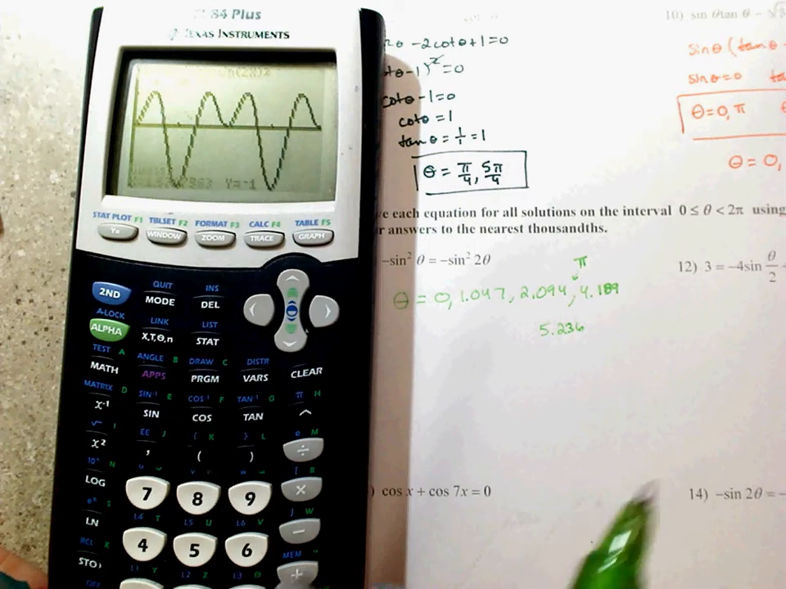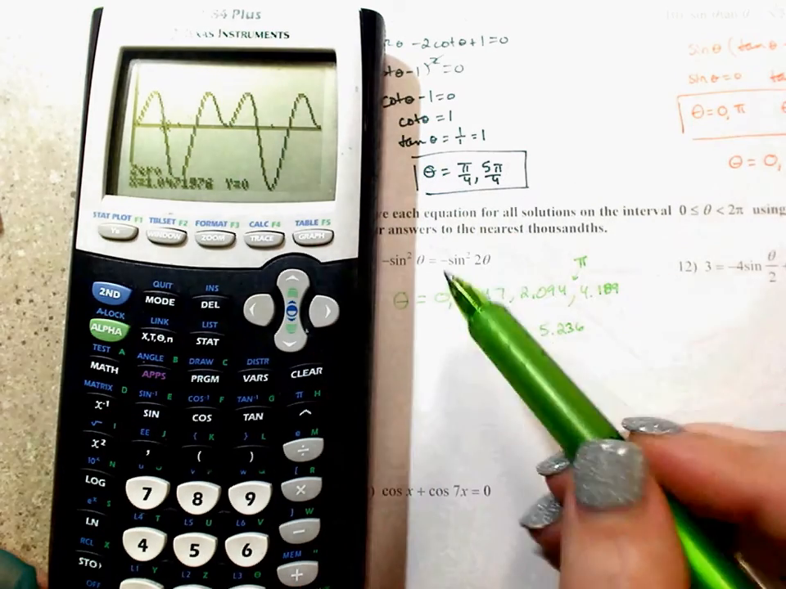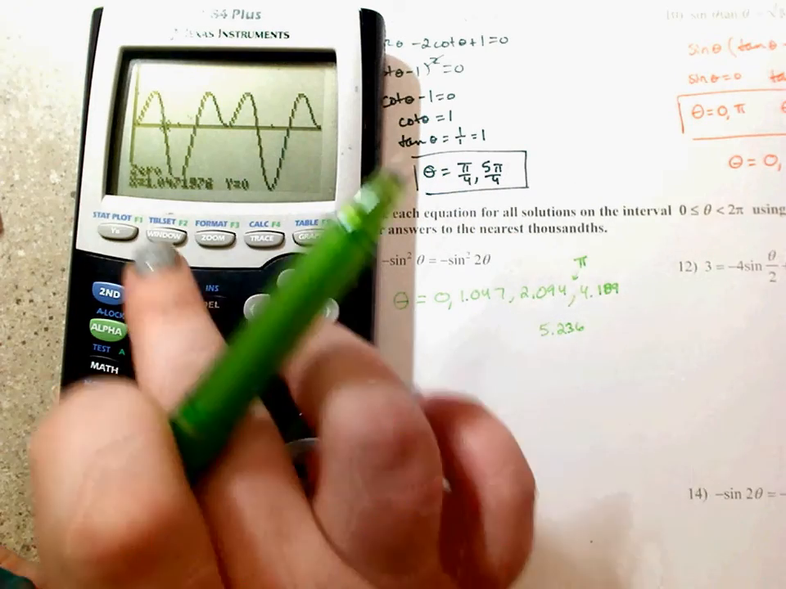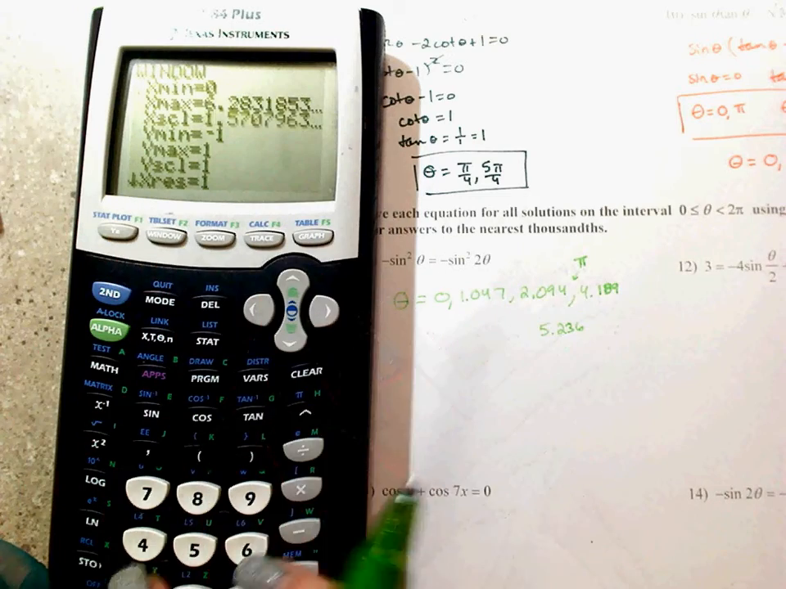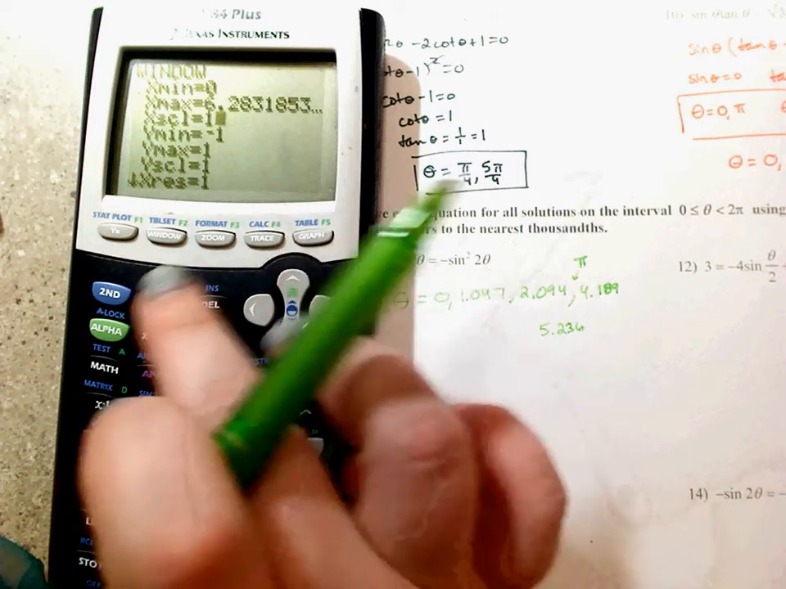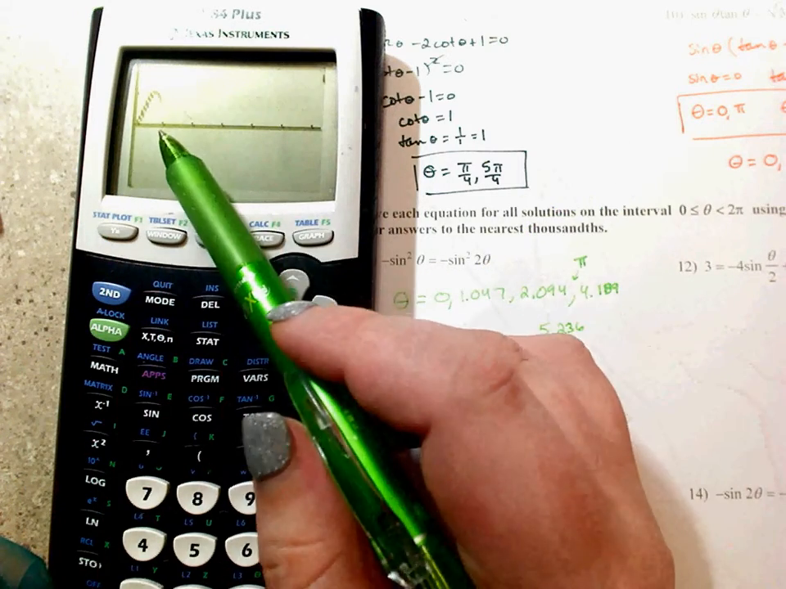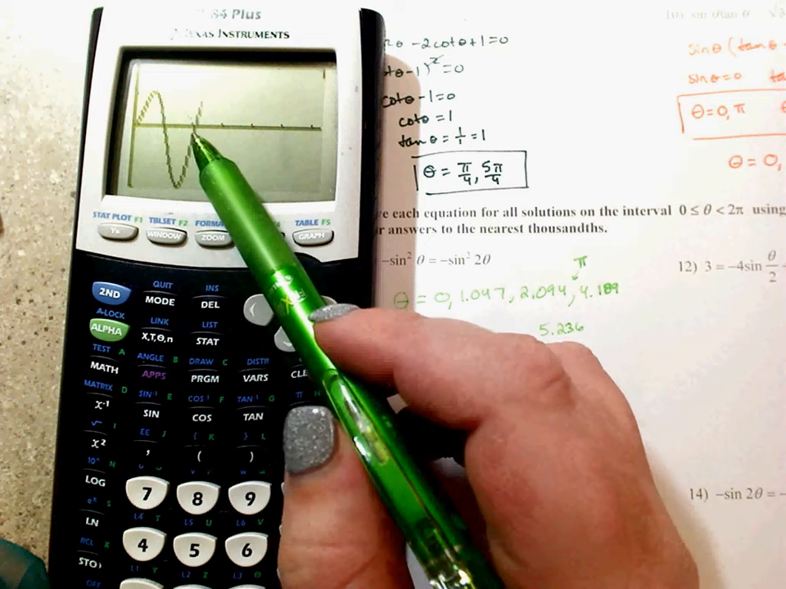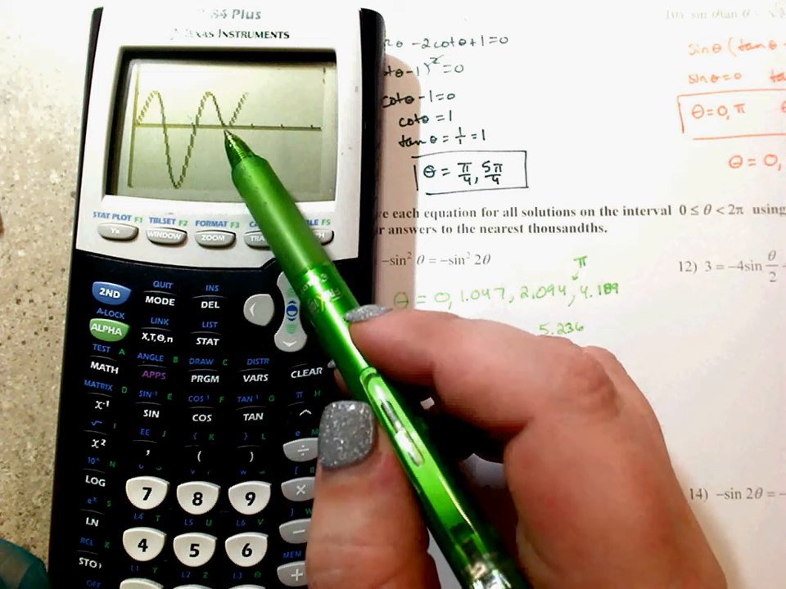Now, if I go back to my window, because most of you kept your scale on 1, it's a little bit easier to find your zeros. So that's 1, so you know it's around 1. This is around 2. This is around 3 point something, pi. 4, 5, and 6, right?